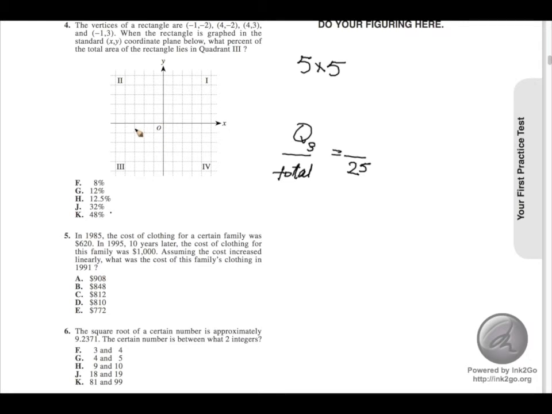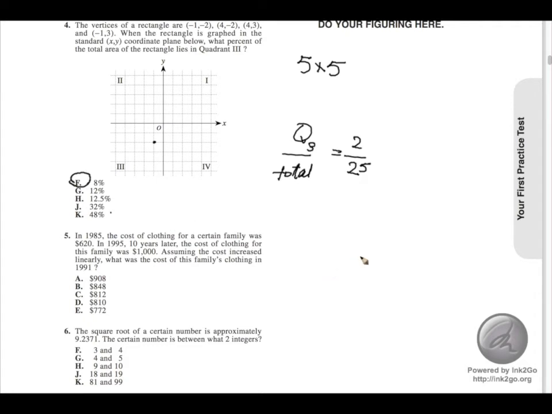So the edges of a rectangle in quadrant 3 are these parts of the axes. So all we need to do is find which point lies in quadrant 3, which is negative 1, negative 2, so right here. And you can see that this rectangle, bounded by the negative x-axis and the negative y-axis, has an area of 2 units. So, final answer is 2 over 25. You can either multiply this by 4 over 4, or you could use your calculator to find out that 8% of the total area lies in quadrant 3.